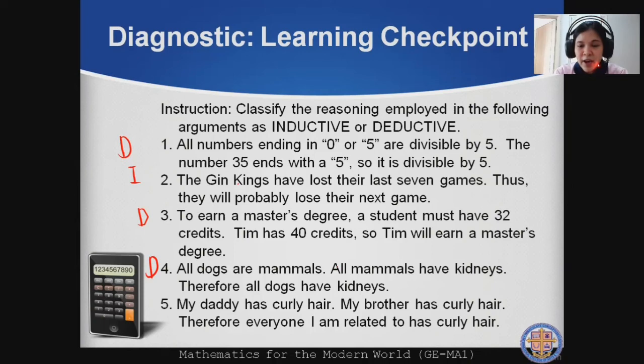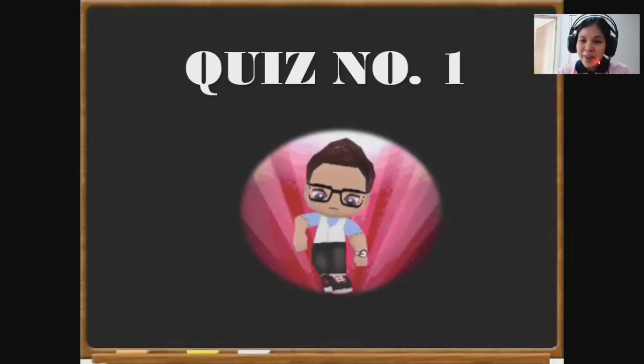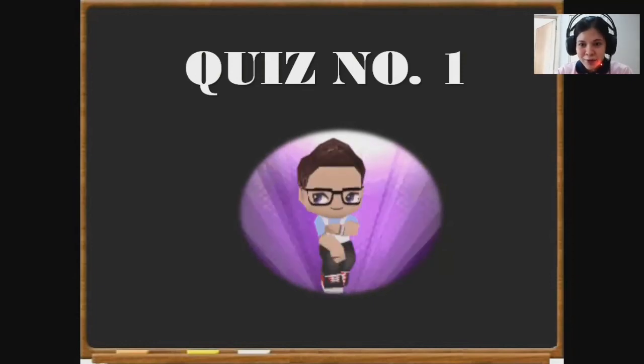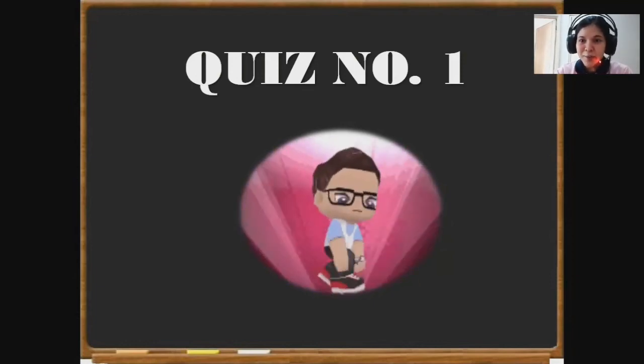Number 5. My daddy has curly hair. My brother has curly hair. Therefore, everyone I am related to has curly hair. So, nagbigay ka ng specific example, daddy, brother, so ikaw rin. So, ina-assume mo lahat kayo sa pamilya ay curly hair. So, ito ay inductive.